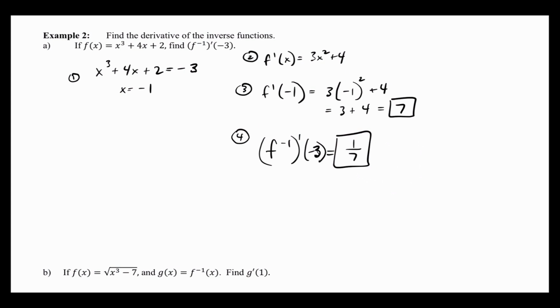All right, so I want you to try B now. Do B on your own. We'll do it together, but I want you to try it. You're going to do the 4 steps we just did because it's another equation.